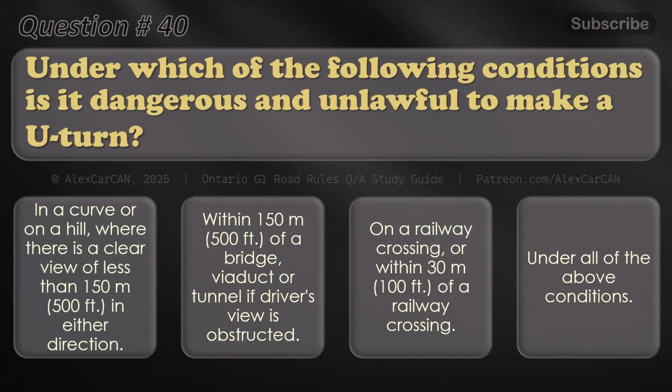Question number 40. Under which of the following conditions is it dangerous and unlawful to make a U-turn? In a curve or on a hill, where there is a clear view of less than 150 meters, 500 feet, in either direction. Within 150 meters, 500 feet, of a bridge, viaduct or tunnel if driver's view is obstructed. On a railway crossing, or within 30 meters, 100 feet, of a railway crossing. Under all of the above conditions. The correct answer is under all of the above conditions.